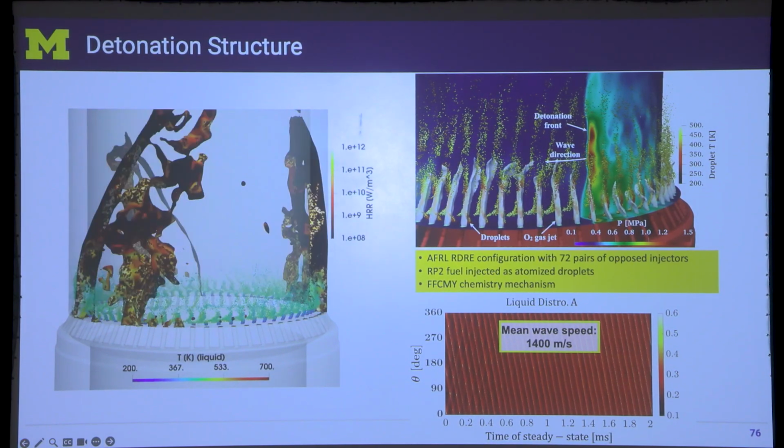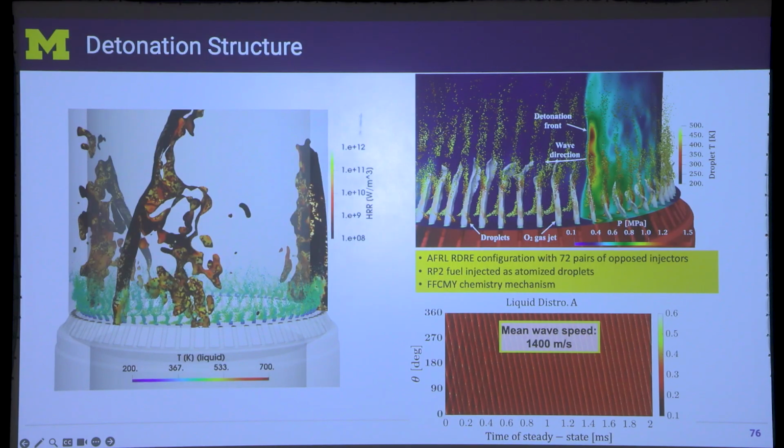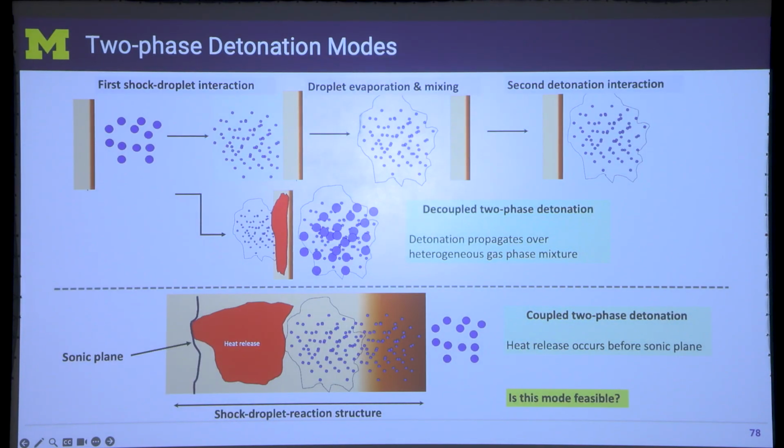So I have this theory that there are 2 ways an RDE can work in liquid fuel systems. So I call one of them the coupled detonation mode, the other the decoupled detonation mode. So the decoupled is the easier to see, so I'll explain that first. It's based on what we saw in the previous simulation.